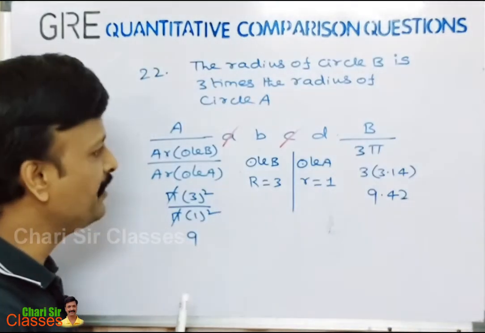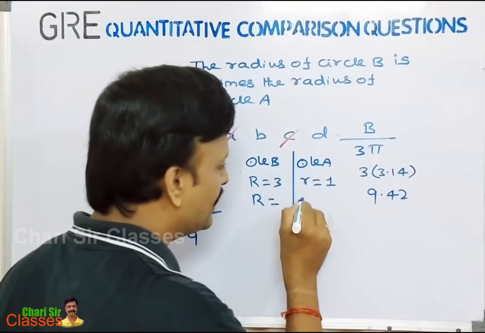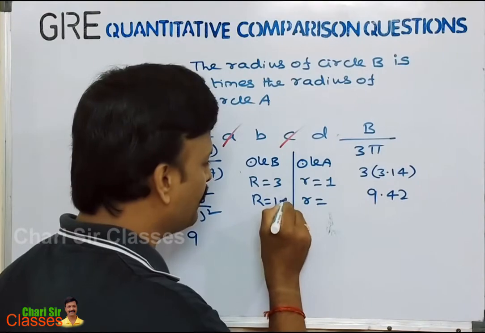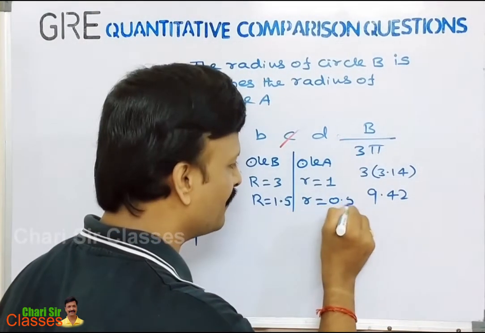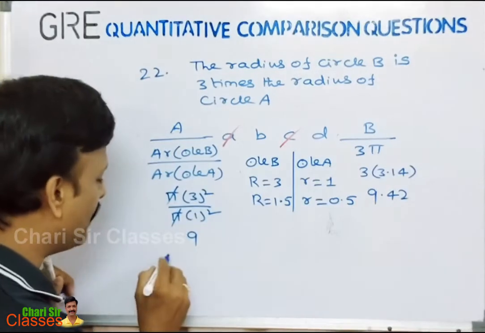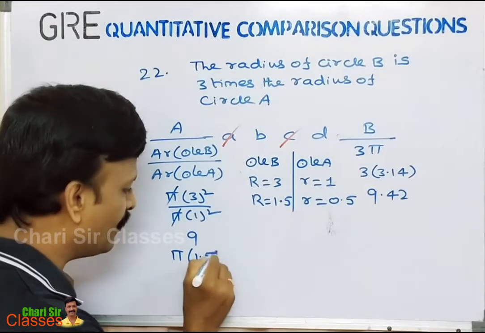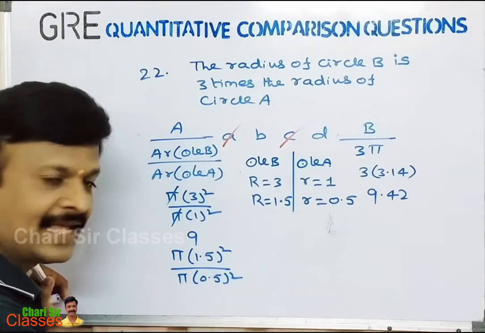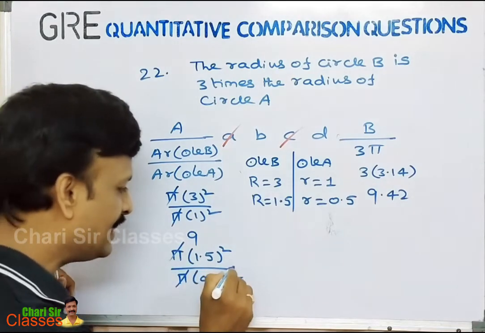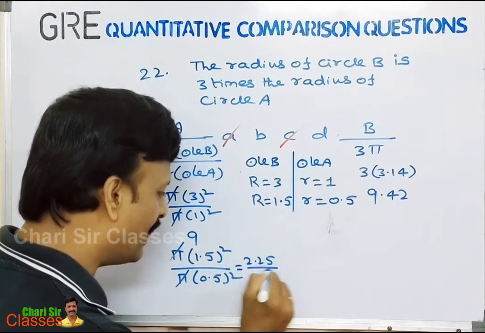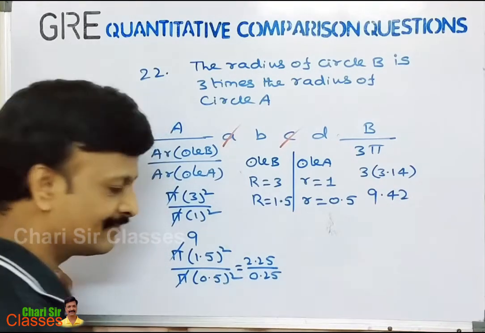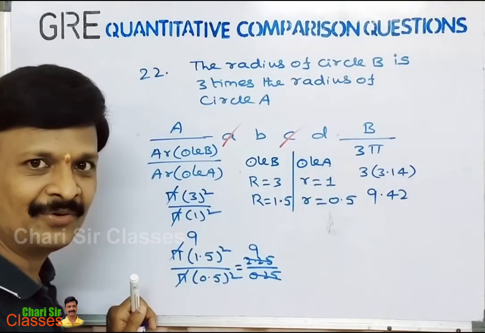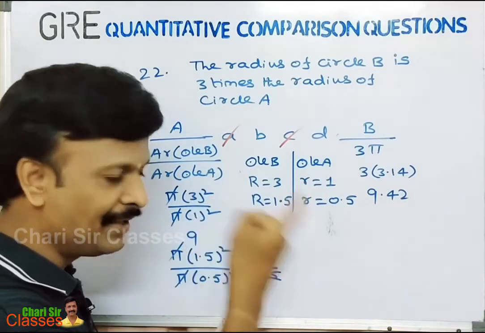Let us try one more value for R and here small r. Suppose if it is 1.5, then this becomes 0.5, 3 times of radius. Now again we compare, that is pi into 1.5 whole square by pi into 0.5 whole square. Pi and pi get cancelled. Here this becomes 2.25 by 0.25. This again becomes 9 times, and that is 9 versus 9.42. For this value also quantity B is greater.